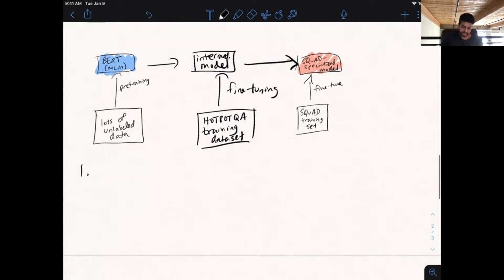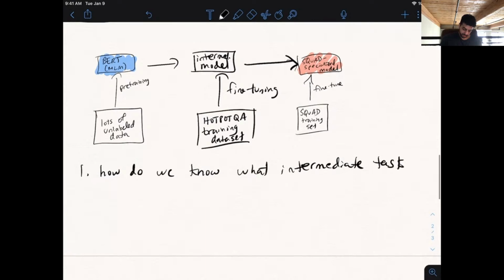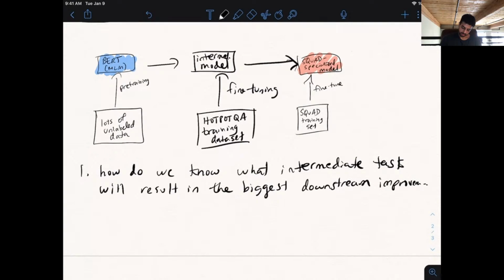So the most interesting question, possibly, is how do we know what intermediate task will result in the biggest downstream improvements? You might have many different hypotheses for why a particular task is better than another one when it's used as an intermediate task here, right?